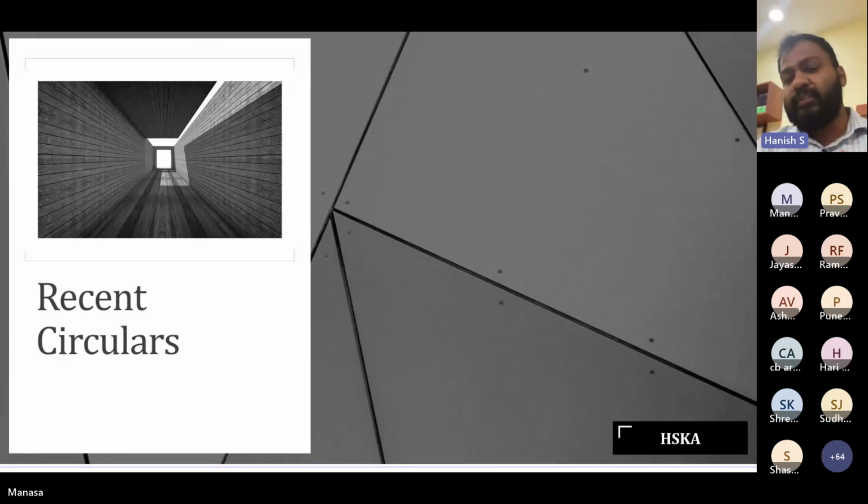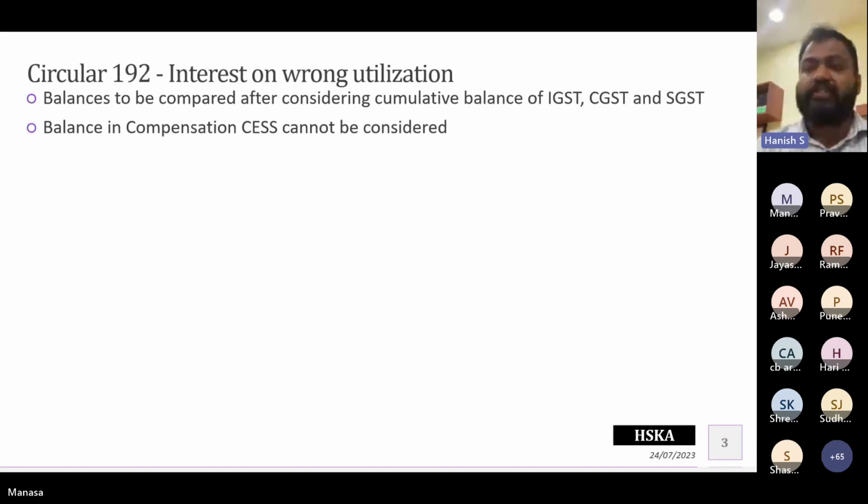So let's go to the first circular, which was issued after this GST Council meeting. What was happening is that section 50 subsection 3 was amended retrospectively. Just to give a background, section 50 subsection 3 says that if you have incorrectly availed a credit but have not utilized that credit, then the government has not lost anything, so you are not required to pay interest on the incorrect credit availed.